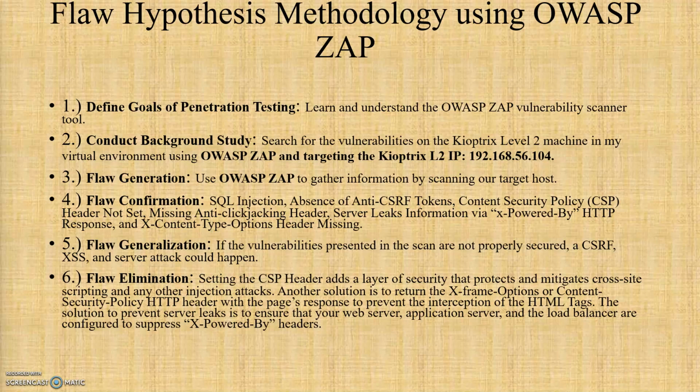Setting the CSP header adds a layer of security that protects and mitigates cross-site scripting and any other injection attacks. Another solution is to return the X-Frame-Options or content security policy HTTP header with the page's response to prevent the interception of the HTML tags. The solution to prevent server leaks is to ensure that your web server application and the load balancer are configured to suppress X-Powered-By headers.